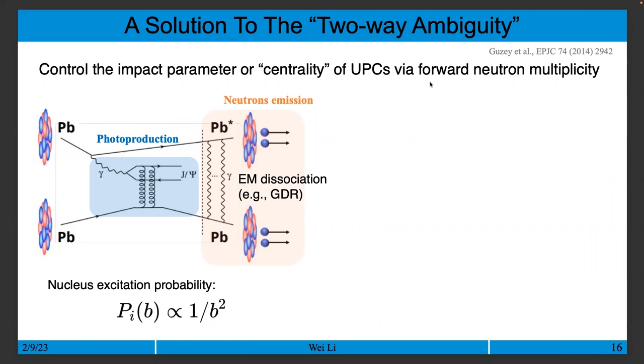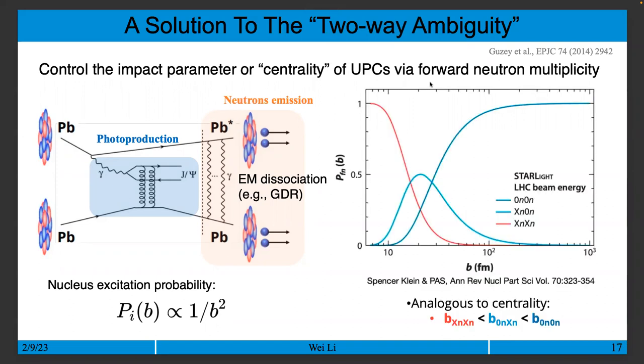One approach was proposed many years ago by these authors. What you basically have to do is control the centrality of the ultra-peripheral collisions, or the impact parameter of the ultra-peripheral collision. The idea is the same as the centrality of hadronic collisions. So you look at the multiplicity distribution of the ultra-peripheral collision. In this case, we look at the neutron multiplicity in the very forward direction, produced by electromagnetic dissociation. When we exchange photons, you may excite the nucleus into a giant dipole resonance, and it will decay and emit a neutron that we can detect at almost 0 degrees. That probability is expected to be proportional to the inverse of the impact parameter squared.